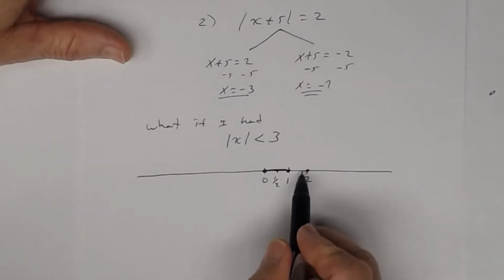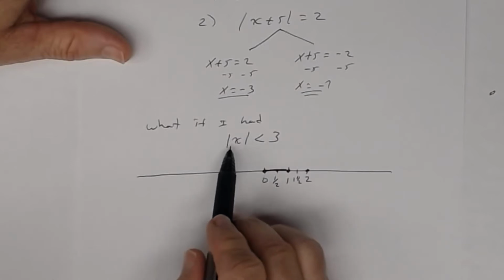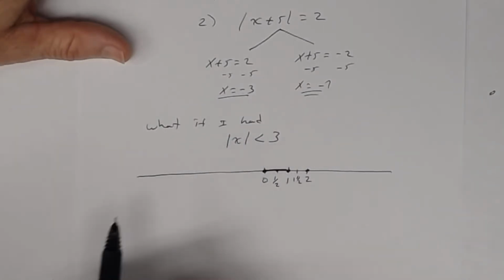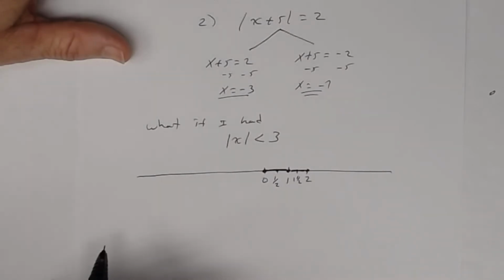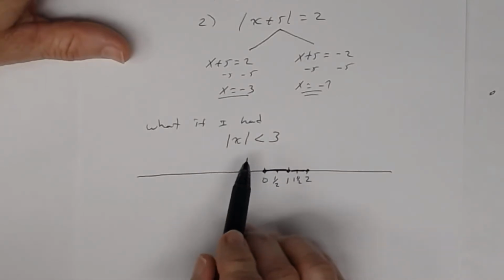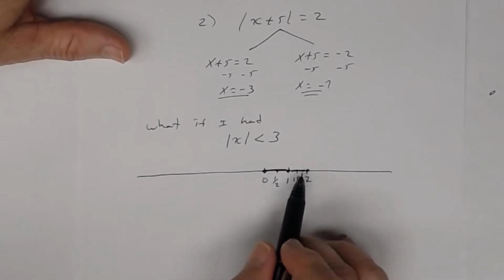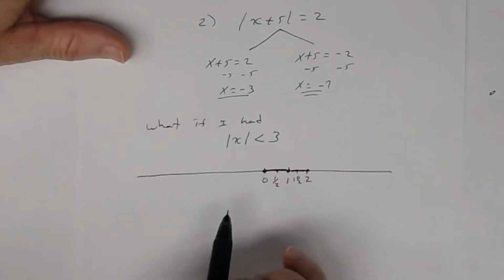What about every number between 1 and 2, like 1.5, 1 and 1/2? Is that a solution? Yes, it is. What's the absolute value of 1.5? 1.5, and is 1.5 less than 3? It sure is. So in fact, every number here is a solution. So far I have that some of my solutions are between 0 and 2. Every real number between 0 and 2, and including 0 and 2.